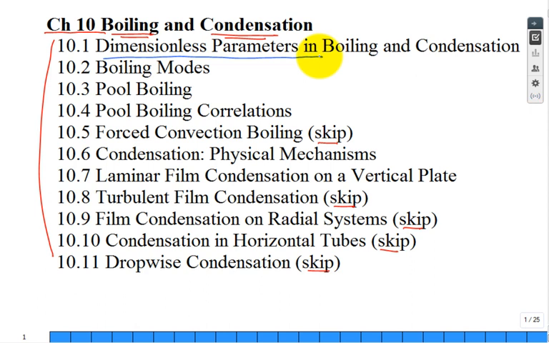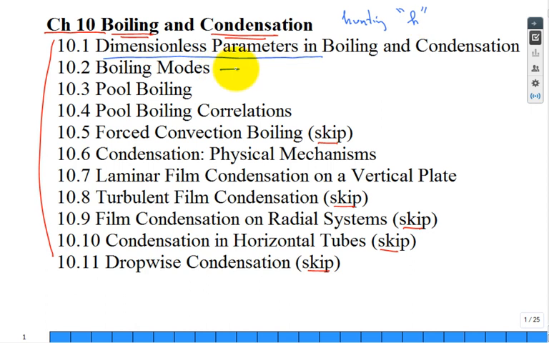But you're going to have some new dimensionless parameters, especially for boiling and condensation. You'll still have our Nusselt number because we're really still in the hunt. What are we hunting for? In this convection analysis, we're in the hunt for h. Can I get h? All right.